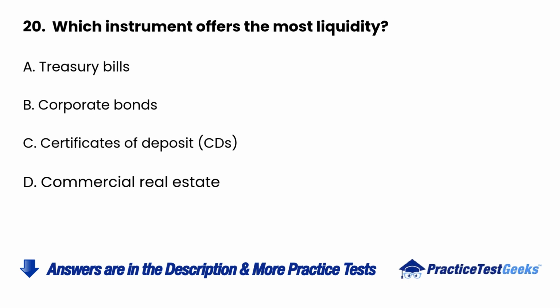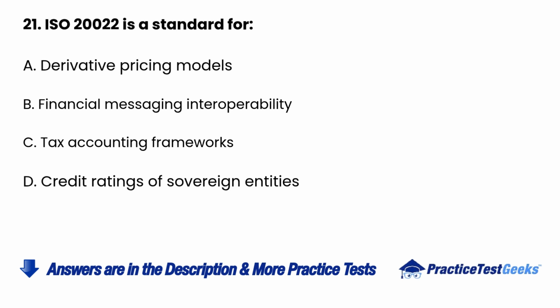20. Which instrument offers the most liquidity? A. Treasury bills. B. Corporate bonds. C. Certificates of deposit (CDs). D. Commercial real estate.